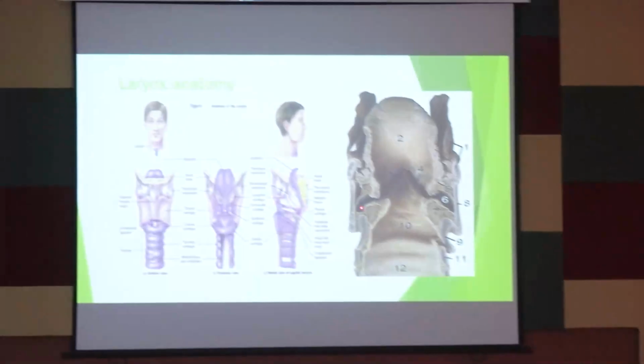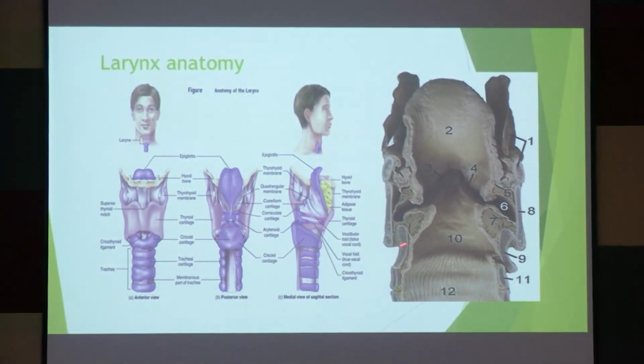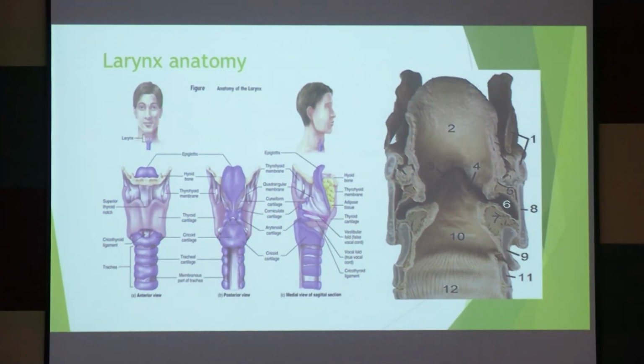So this is the vocal cord. What is the lining of the vocal cord? Histology? Stratified squamous, non-keratinized epithelium. Okay. So this is the vocal cord, right? And vocal cords have some muscles, and those muscles have some nerve supply, right?